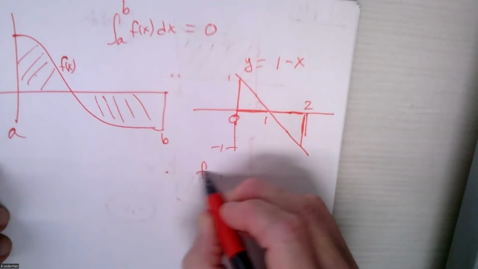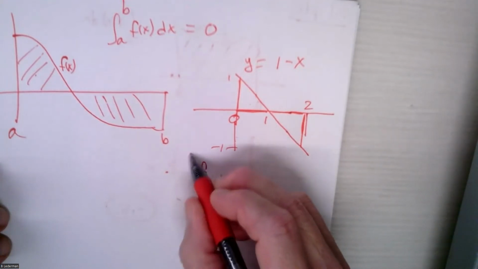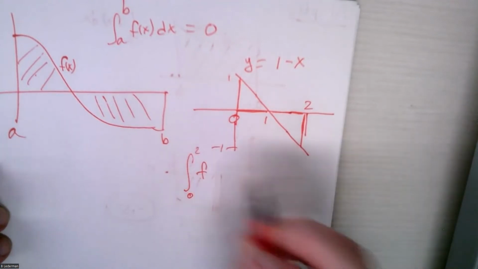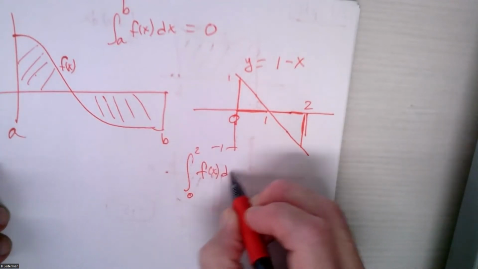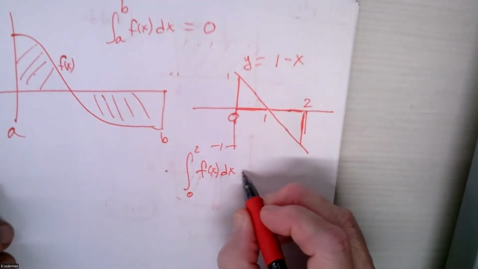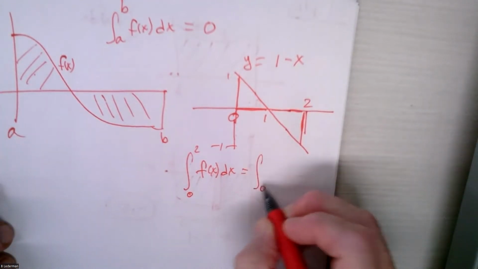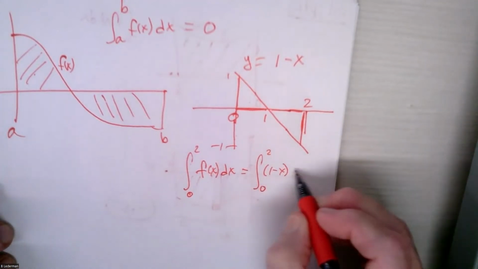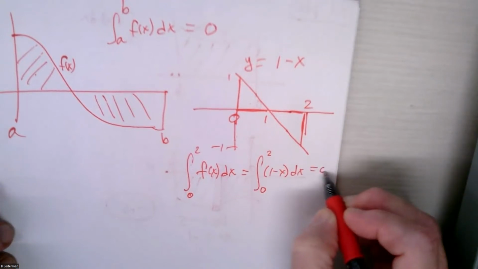So that means that the integral from 0 to 2, with x going from 0 to 2, of f of x dx, in this case where f of x is equal to 1 minus x, so the integral from 0 to 2 of 1 minus x dx, is actually going to equal 0.